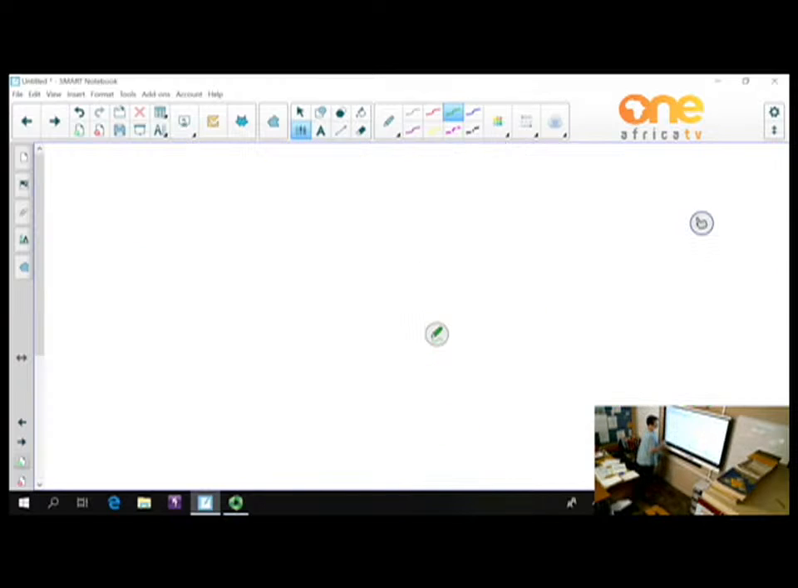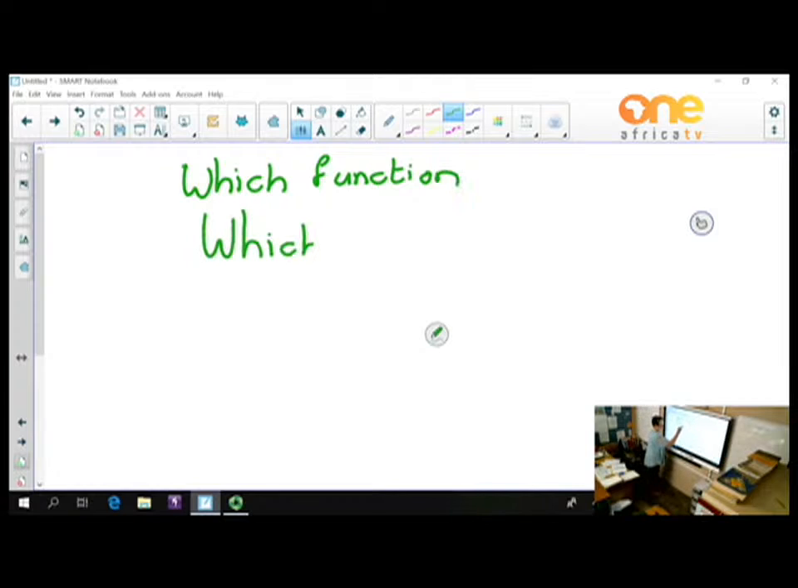Now, when we do our questions from here, we're going to ask two questions. Which function? And then the second question that we're going to ask is which method? Which method are we using here? That is the two questions that we're going to repeat every time.